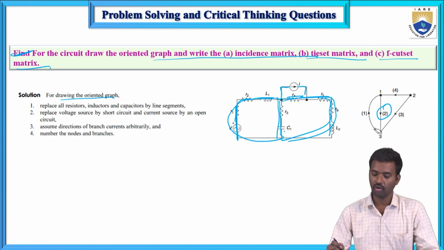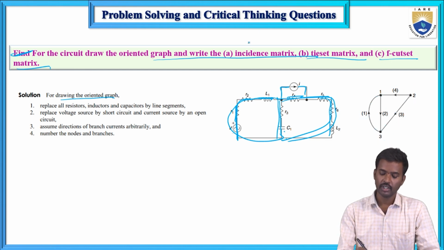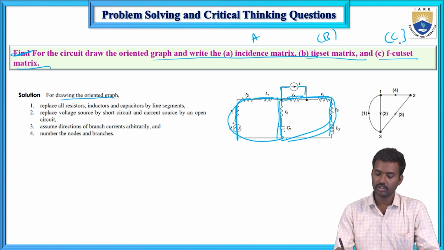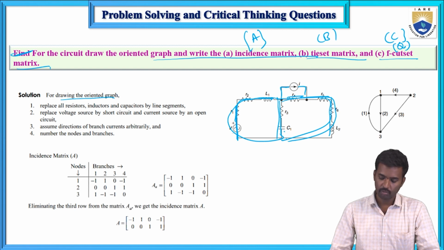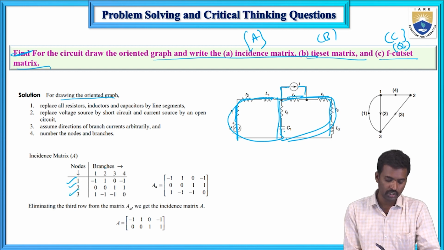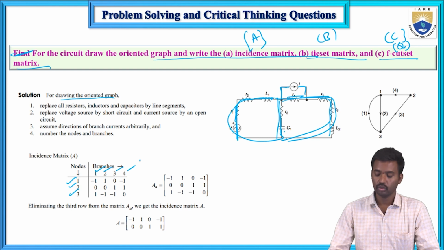So this is the graph. For this graph, determine the incident matrix, tie set matrix B, and cut set matrix C. It is also represented with Q. Now here, incident matrix is number of nodes cross number of branches. Here number of nodes is 3 and number of branches is 1, 2, 3, 4.